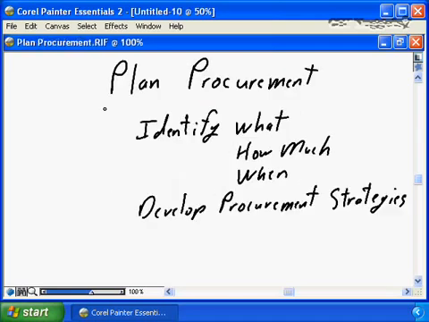The last component to project planning is plan the procurement. And I hesitate to say it's the last component because it is certainly not the least important. Each of the components of project planning, scope, WBS, time, cost, etc., are all equally important. All must receive the same level of attention as part of the planning process.